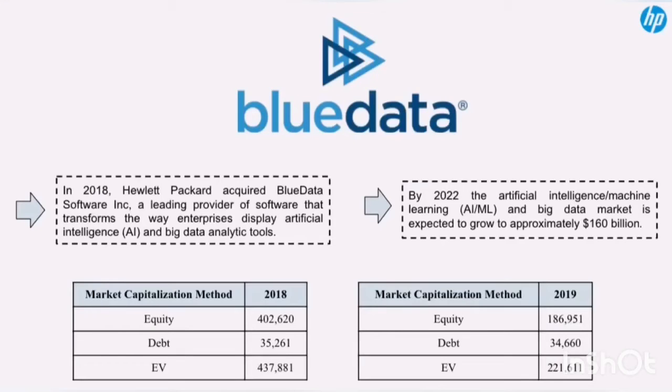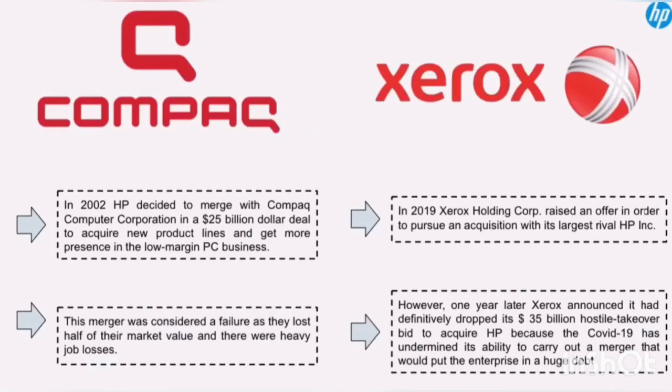However, as detailed in the tables, the acquisition of BlueData Software Inc. does not seem to be beneficial to Hewlett-Packard, as the enterprise value decreased in 2019, a year after the acquisition was established. As for the mergers, in 2002, HP decided to merge with Compaq Computer Corporation in a $25 billion deal to acquire new product lines and get more presence in the low-margin PC business. It is also deemed by some as an acquisition.